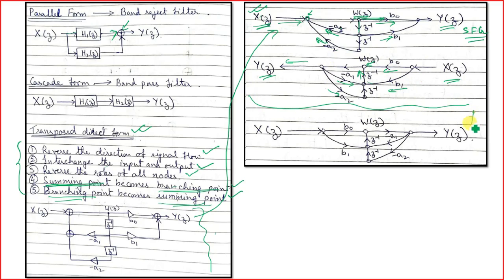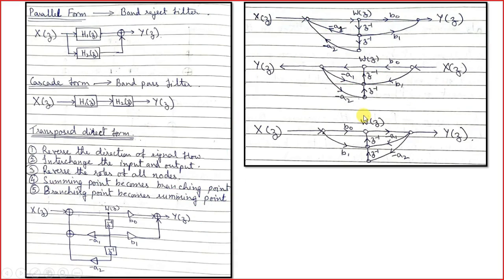Then in the next step, I have just rearranged xz and yz so that my xz is on the left hand side and my output yz is on the right hand side. Why have I done this? Because conventionally we put the input on the left hand side and the output on the right hand side. So this is how we implement the transpose direct form. With this we complete the chapter on IIR filters. If you have any questions, please feel free to ask me.